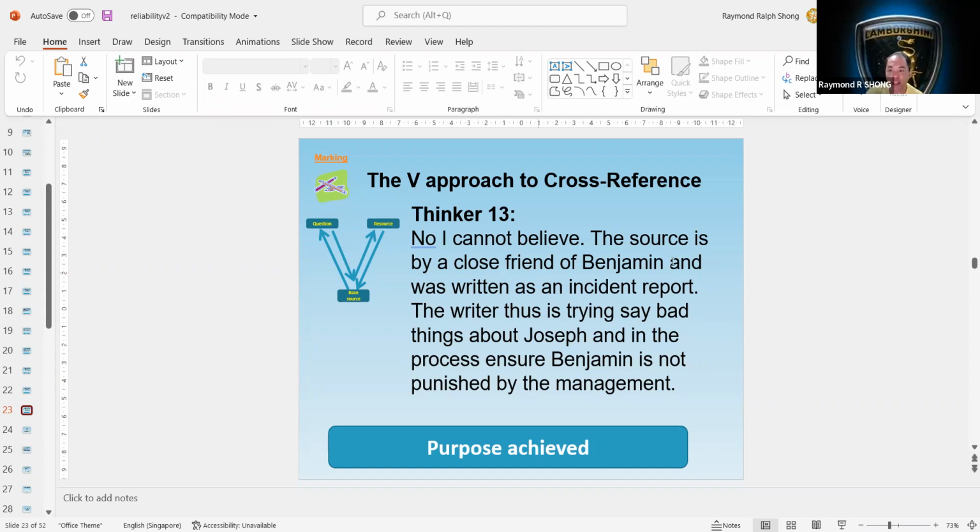No, I cannot believe. The source is by a close friend of Benjamin and was written in as an incident report. The writer, is it the magic word, hence, therefore, right, is trying to say bad things about Joseph and in the process ensuring, even though he's put there the purpose achieved. Tiao Xing, you look at it, it still feels a bit ambiguous to me, very vague, because it doesn't have the evidence to support it. Agree? Yeah, it still cannot convince me. This seems like an L4 answer, but it still cannot convince me.